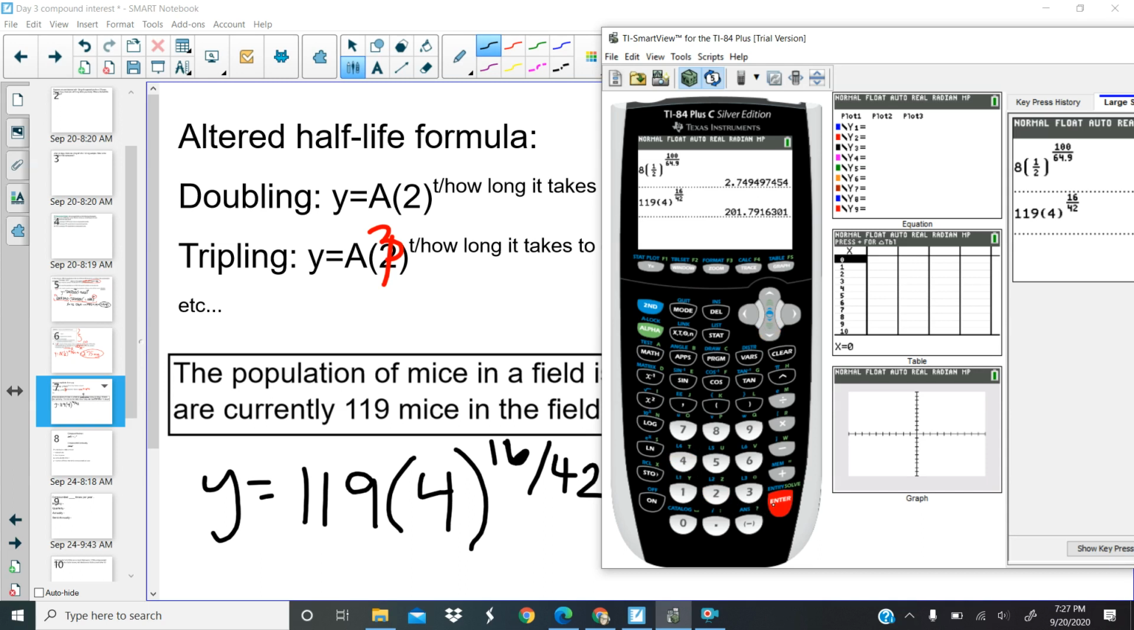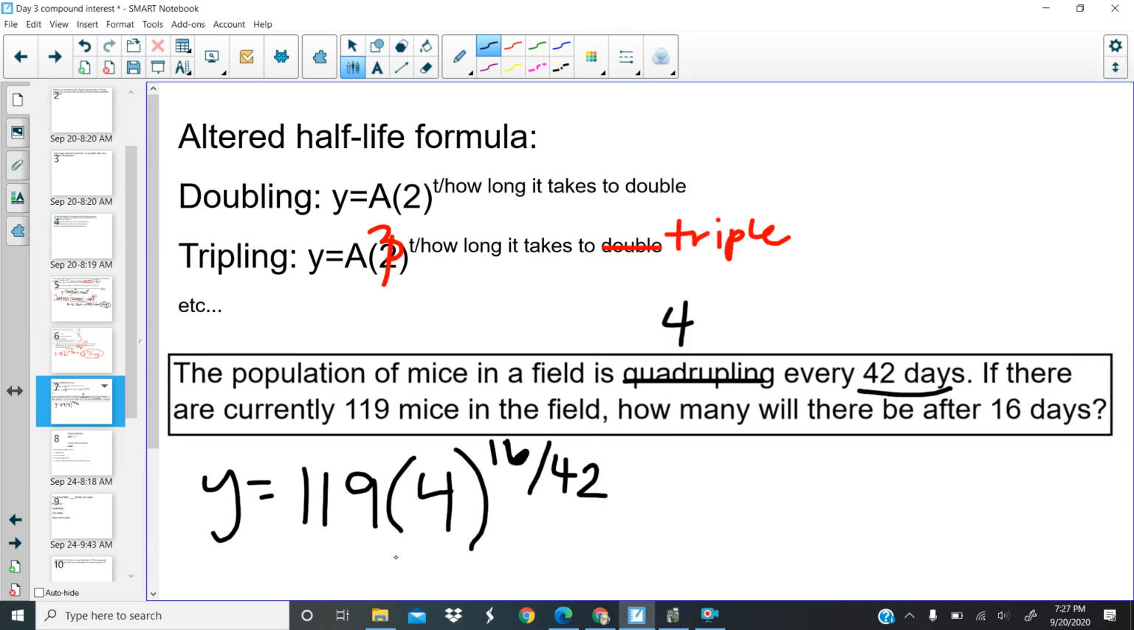And after those 16 days, there would be 201.79 mice in the field. If you want to, since it's mice and you're not going to get 0.79 of a mouse, you can go ahead and round up to 202 mice.